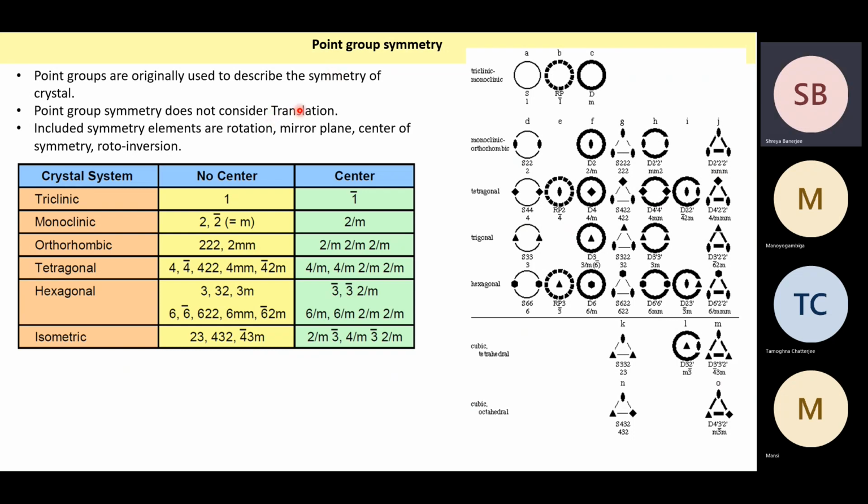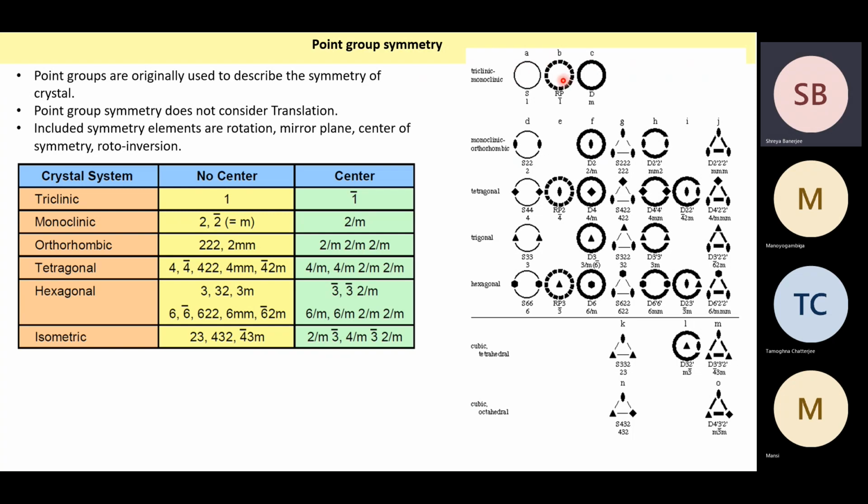Next, we will quickly go through the point group symmetries. Basically, point groups are used to describe the symmetry of the crystals. The point groups include the elements of rotation, mirror or reflection, center of symmetry or inversion, and rotoinversion. Translation and glide symmetry are not included in the point group symmetry.